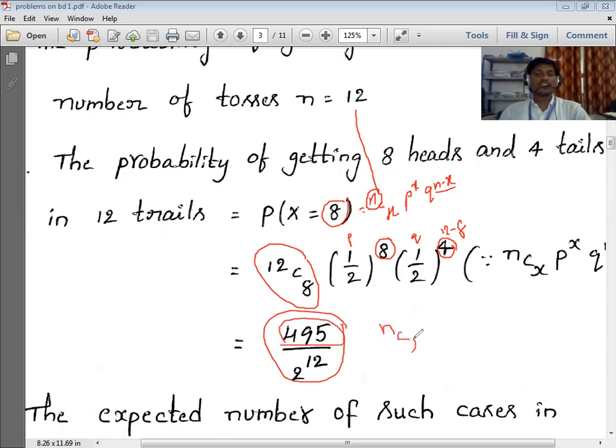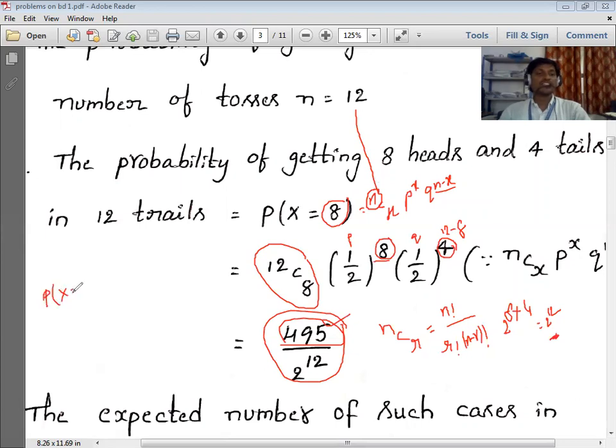So for nCr, which formula can we use? n factorial by r factorial, n minus r factorial. This one we can use, or by calculator you can find easily that 12C8 is 495. And here we applied a power m into a power n: 2 power 8 into 2 power 4, so 2 power 8 plus 4, that is 2 power 12. So this is the probability of getting 8 heads and 4 tails. Or you can calculate this one also, you will get the same.